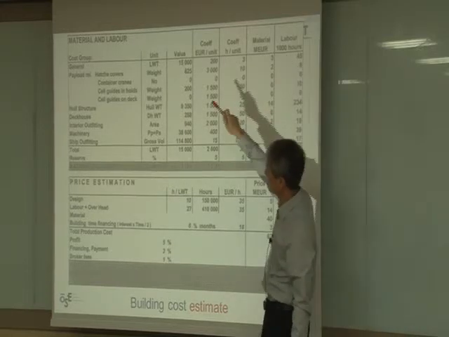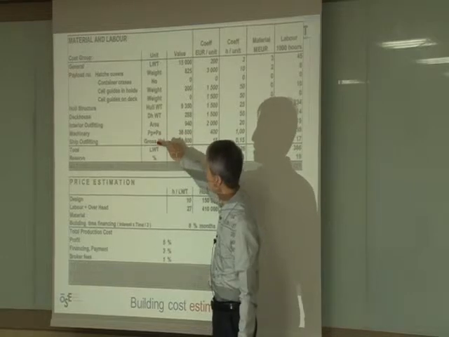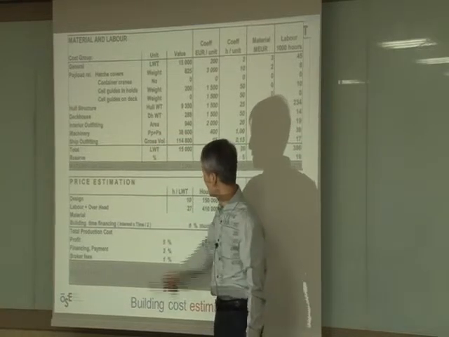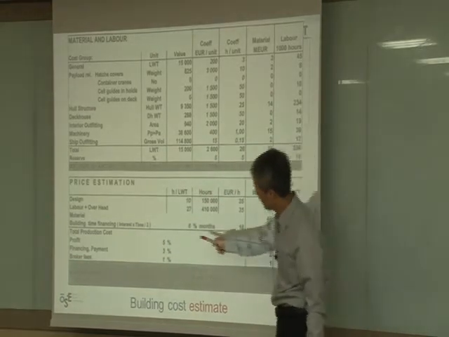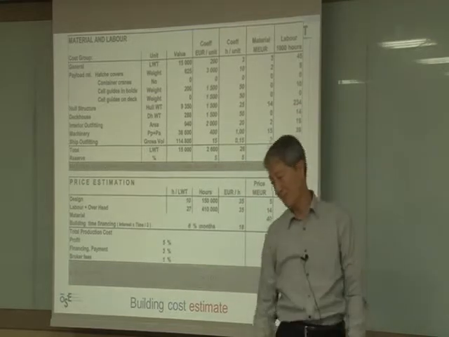So payload, hull structure, deck housing, these are the weight groups, machinery, outfitting, and design fee, labor, material, summation, and then profit, financing, brokerage, and so on.